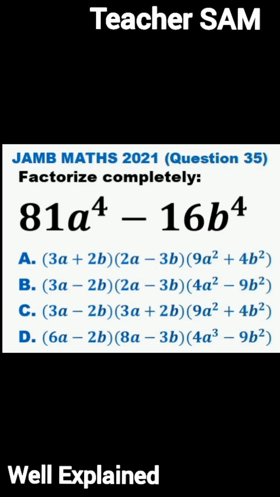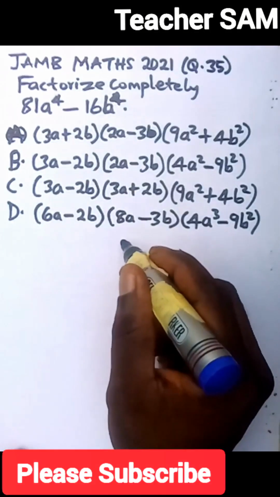Factorize completely 81a raised to power 4 minus 16b raised to power 4. We have options A to option D. Solution.